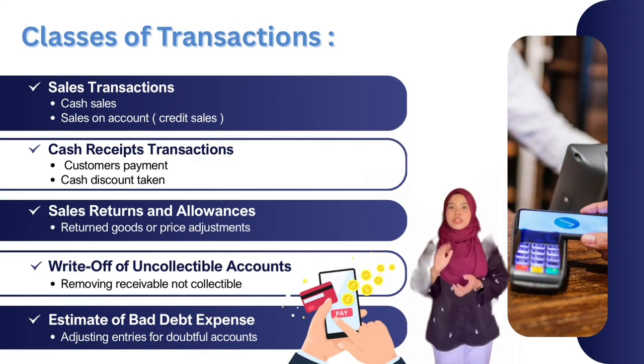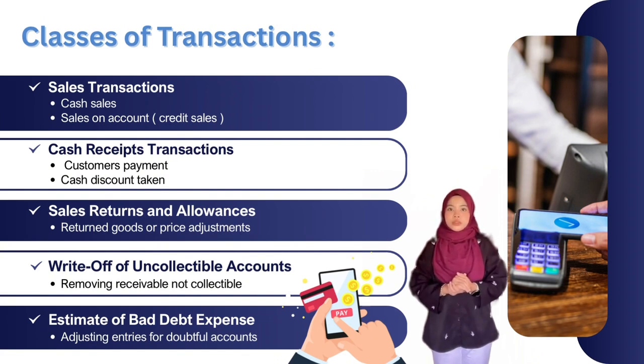Next, there are 5 classes of transactions that typically occur in this cycle. The first one is sales transactions, which include both cash and credit sales. The second one is cash receipts, when the customer makes payment for their purchases. The third one is sales return and allowance. It is for returned goods or discounts given.